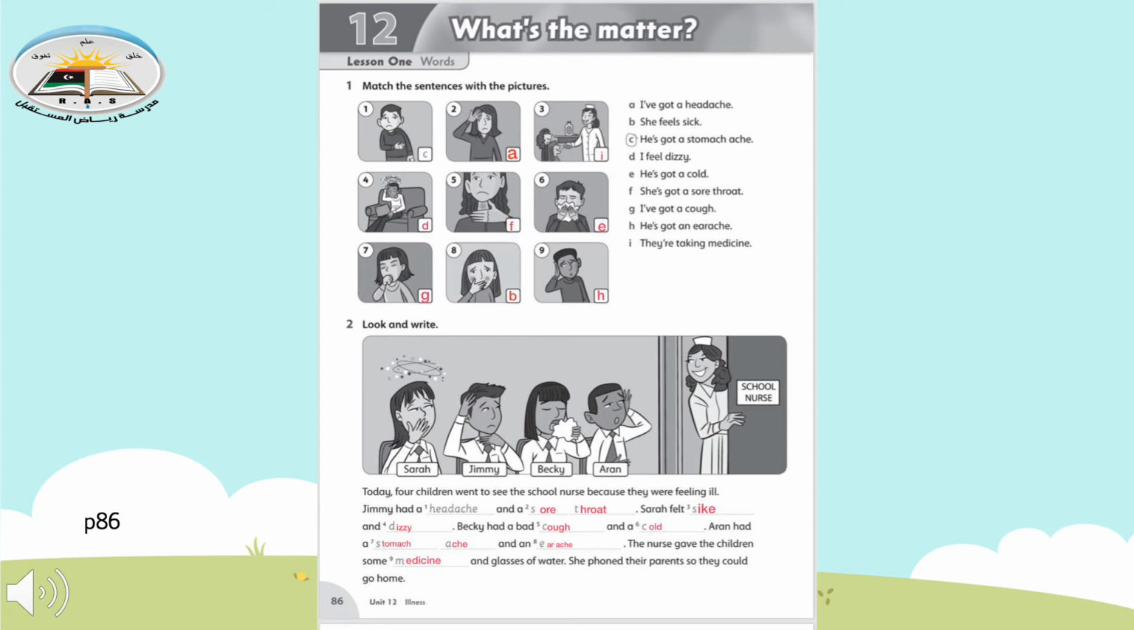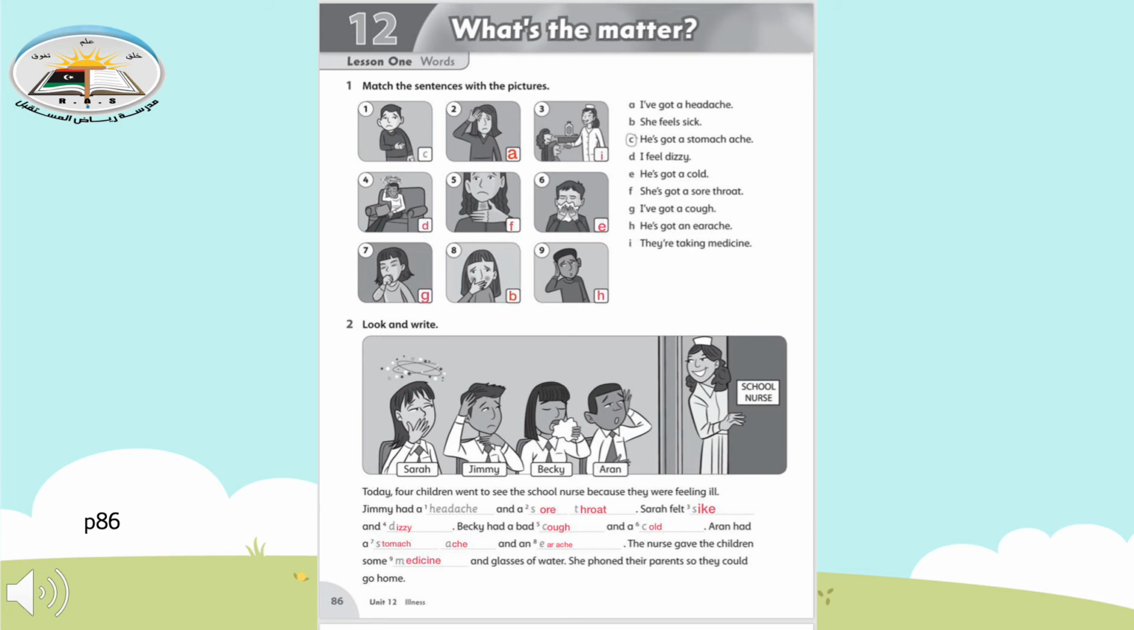Now look and write. We have in the picture the school nurse, Sarah, Jimmy, Becky, Aaron. Each one suffers from something. And now we need to know what's the matter with each of them and fill in the gaps. Today 4 children went to see the school nurse because they were feeling ill. Jimmy had a headache and a sore throat.